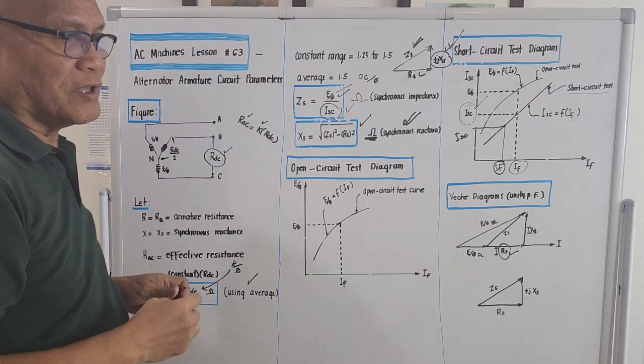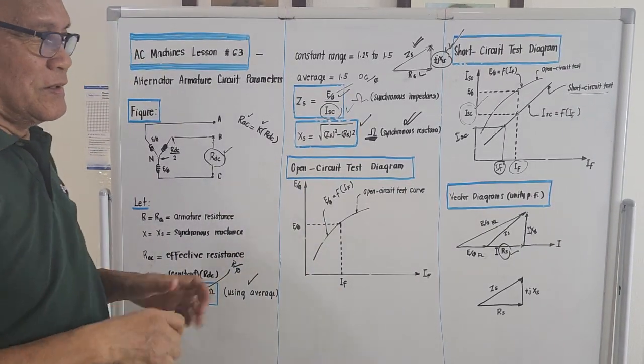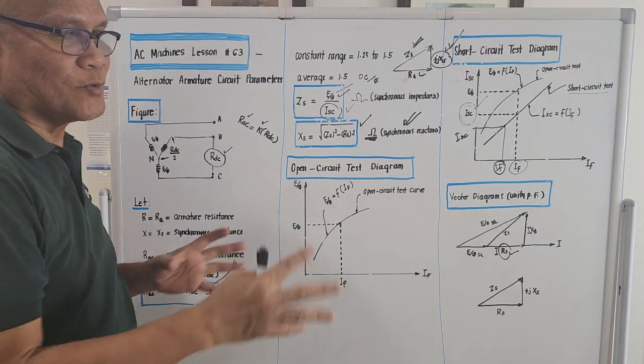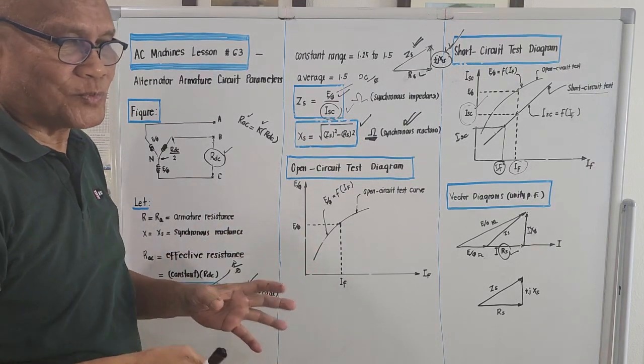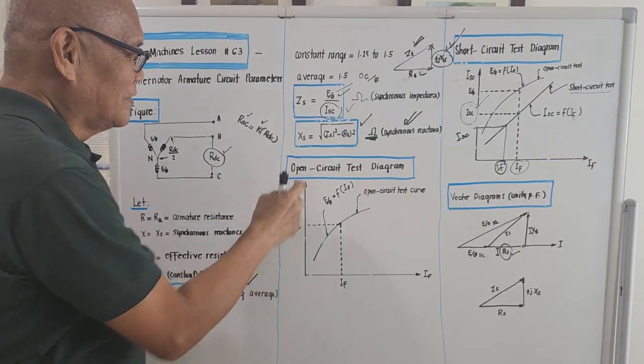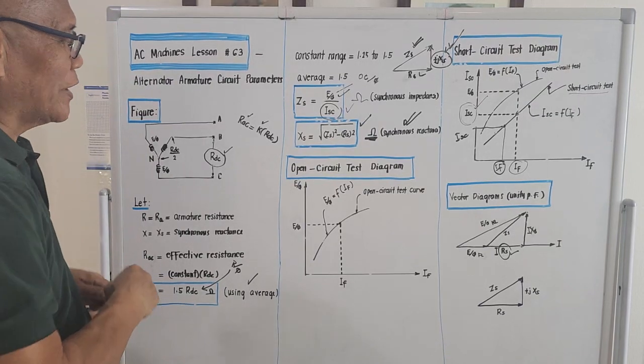That synchronous term emanates from the fact that whatever the speed of the prime mover, it should be equivalent to the speed of the alternator. That's why we term it synchronous. So we now know X sub S.